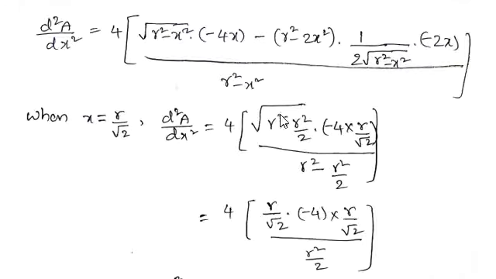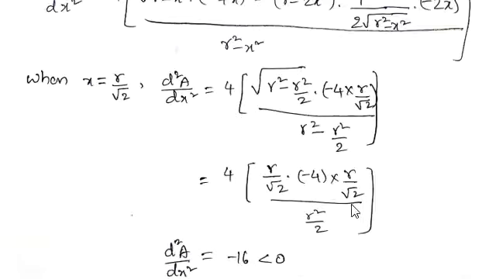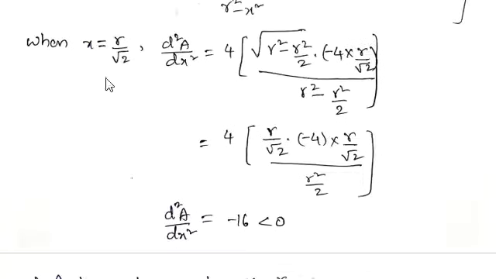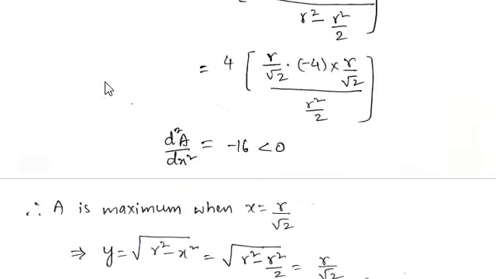So in the numerator, under root of r square, the square and root go, so it is r, and the denominator will be square root 2, minus 4 into r into root 2, by r square by 2. So root 2 into root 2 is 2. This 2 cancels, and r into r square goes. So we get 4 into minus 4, which is minus 16. So the value of d square A by dx square for this value is minus 16, which is a negative value, less than 0. So A is maximum for this value, that is x equal to r by root 2.